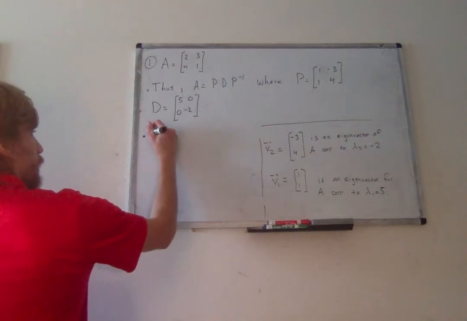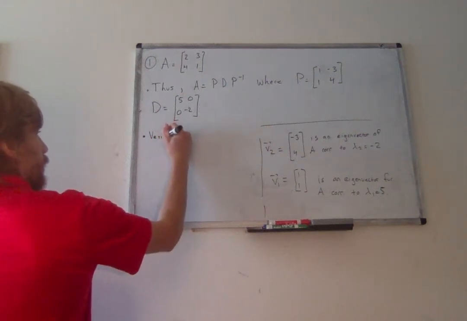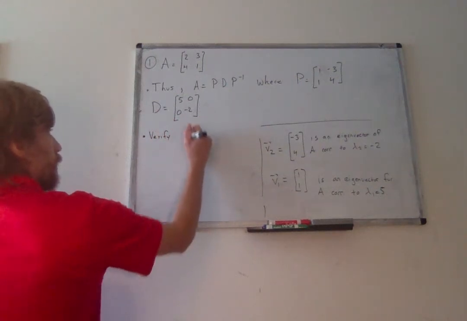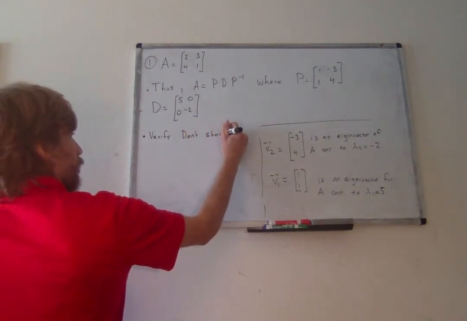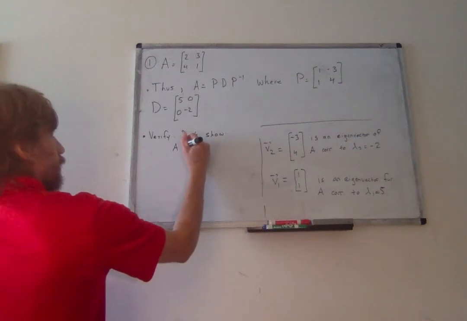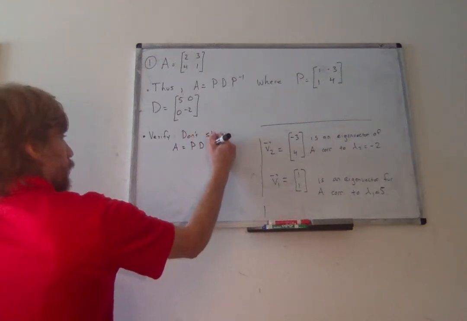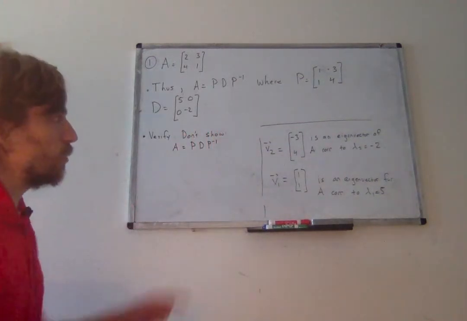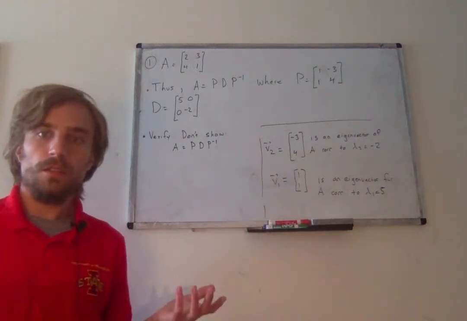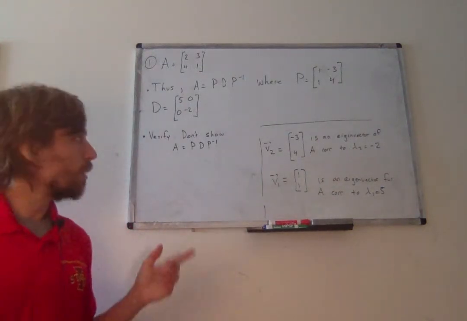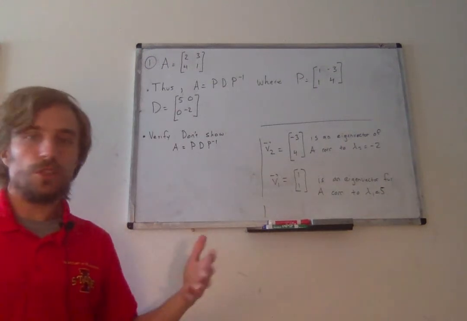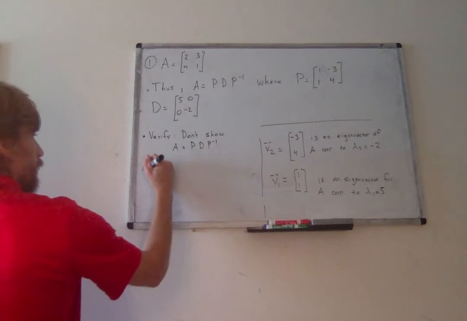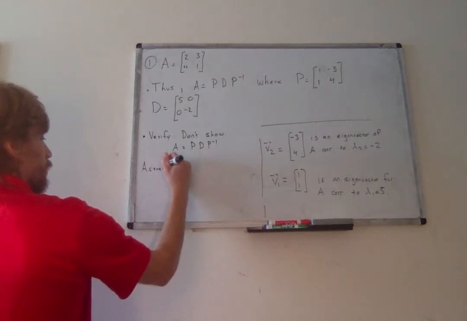So you should always be thinking, okay, you want to verify that this is true. We actually know P is invertible because we know that these two vectors have to be linearly independent. So if you wanted to show this, you'd have to calculate P inverse and then do a bunch of multiplication.